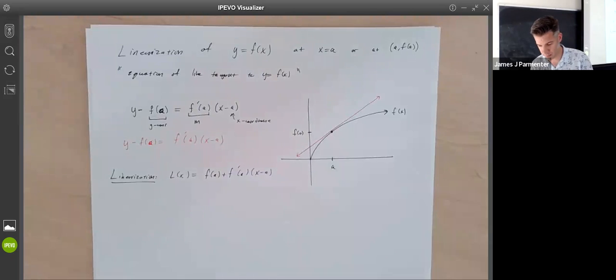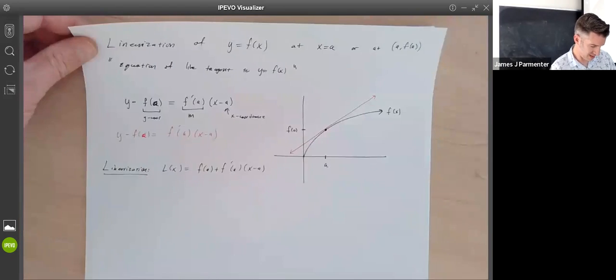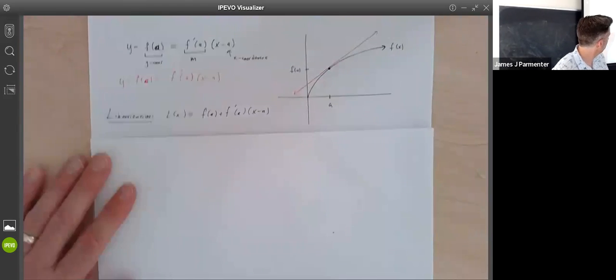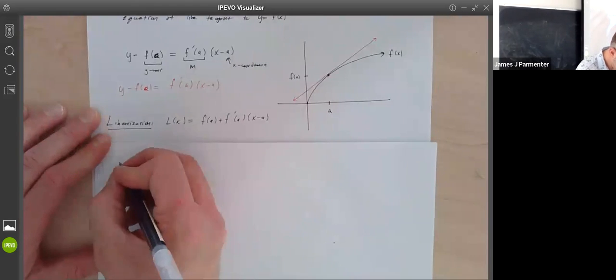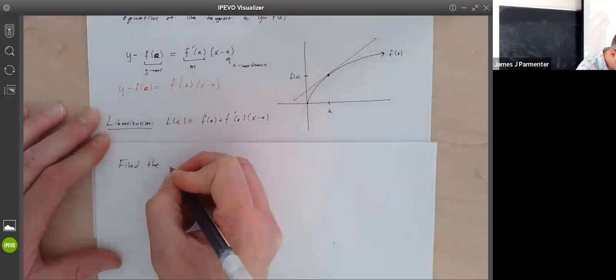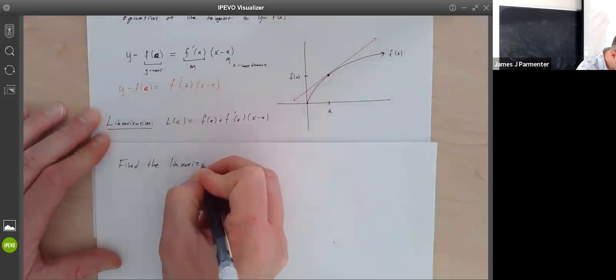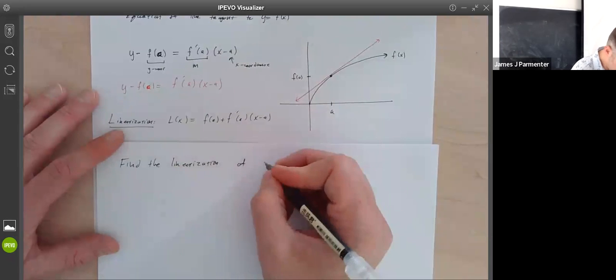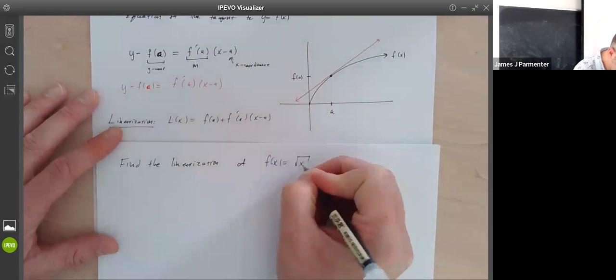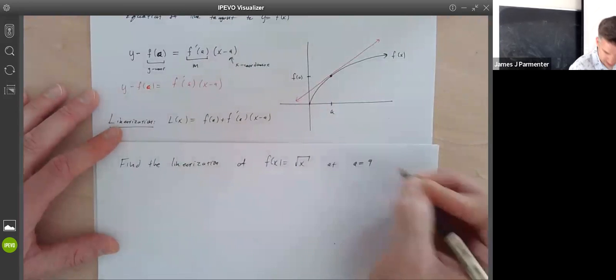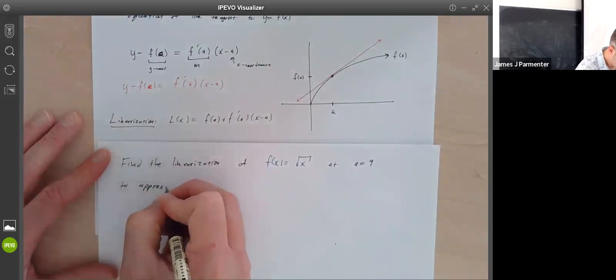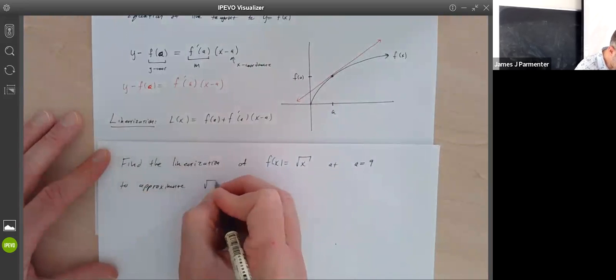For example, let's use a piece of paper. Wasting all that space, but it really does call for a piece of paper. Let's find the linearization, fancy word for equation of a tangent line, of the function f of x equal to the square root of x at a equal to 9, and then use it to approximate the square root of 10.